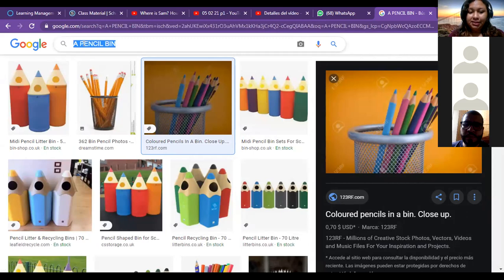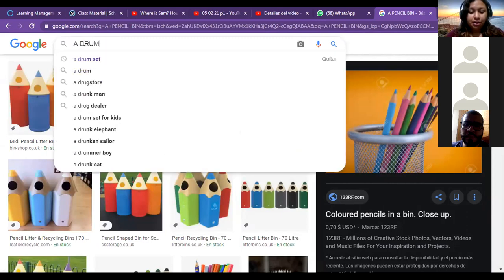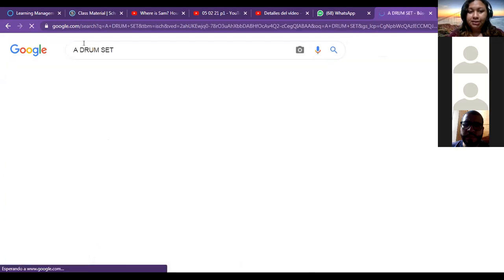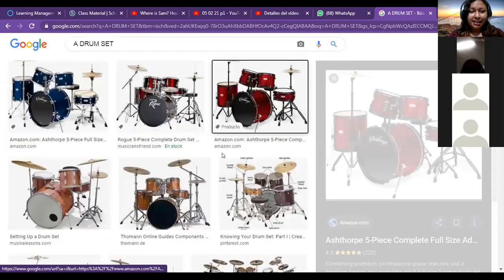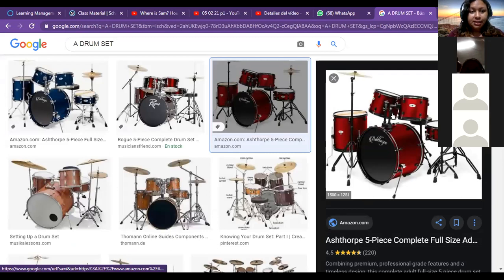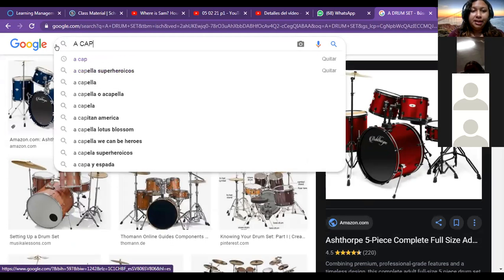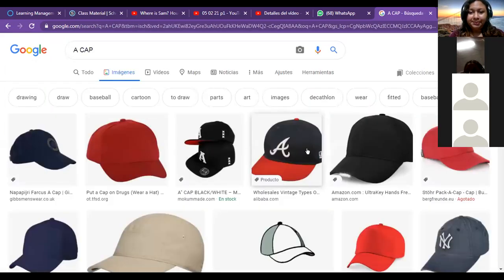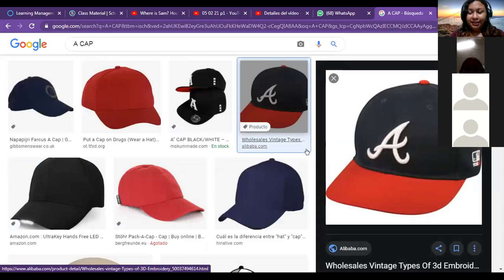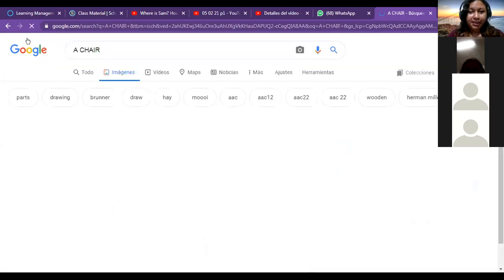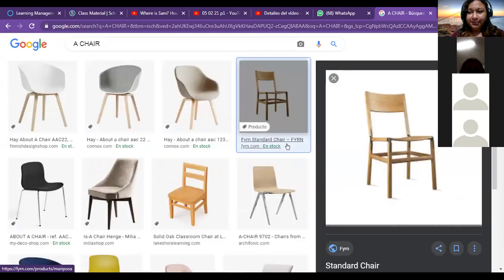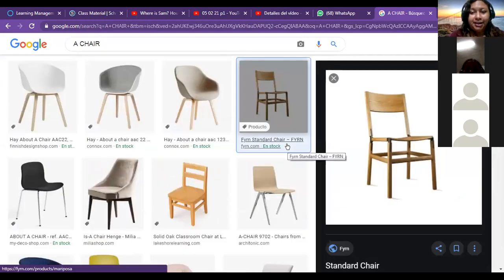Now, let's continue. A drum set. Look. A drum set. What is a drum set in Spanish? Batería. Good. Set de batería. Yes. Okay. The next one. A cap. A chair. Yes, very good. Okay, the next one.